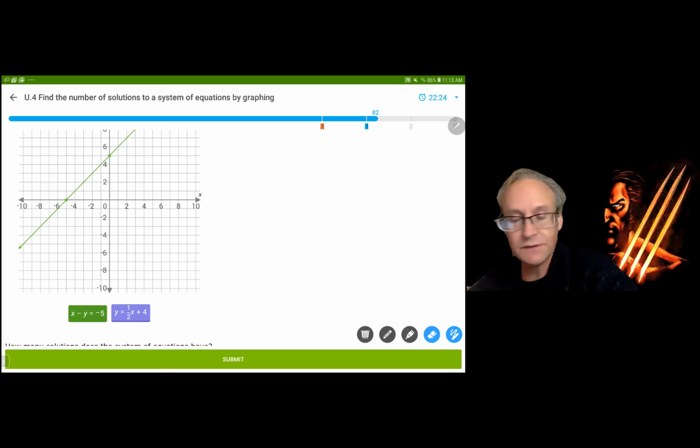Now for the blue one, I'm going to go through 0, 4. And I have a slope of 1/2. That's up 1 and over 2. And we can see that our solution is -2, 3. And we have one solution. And we're done.